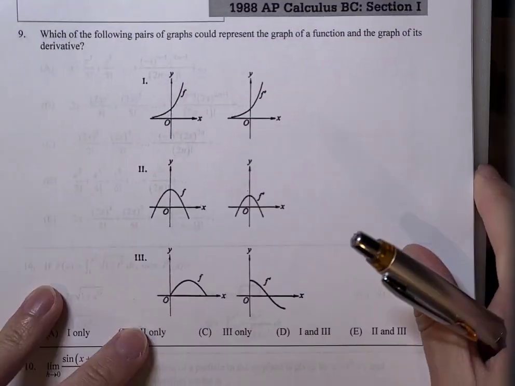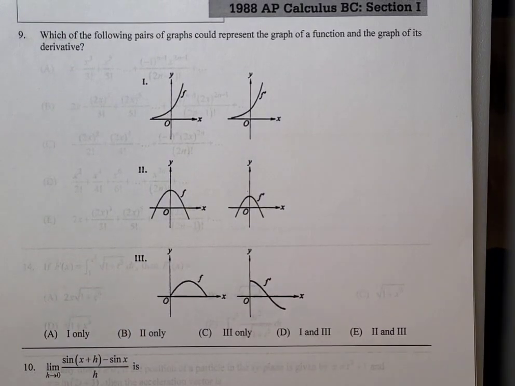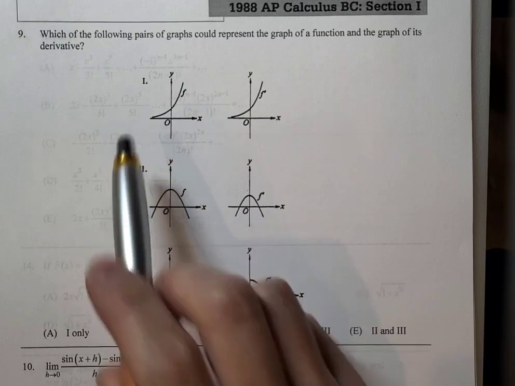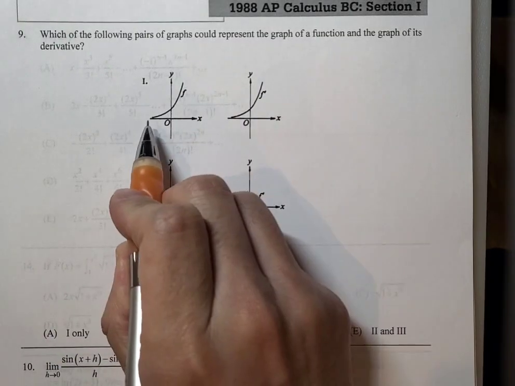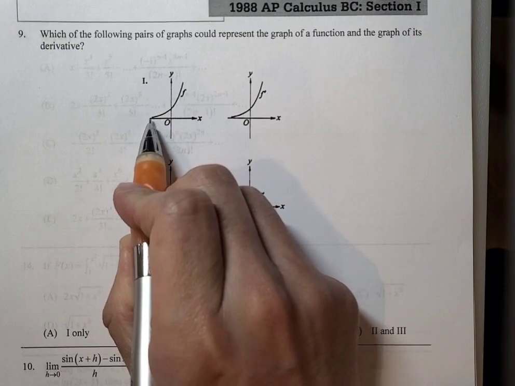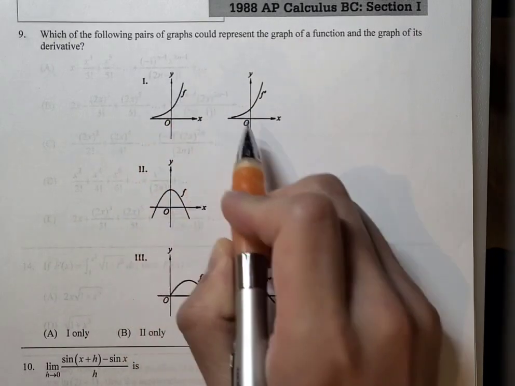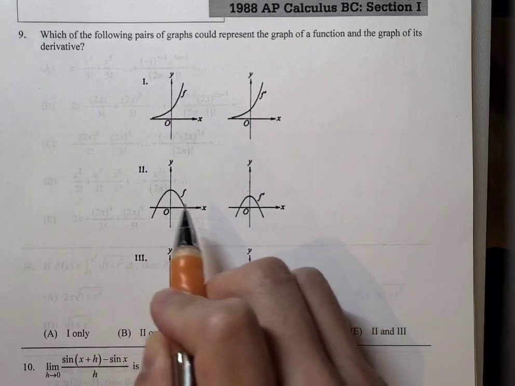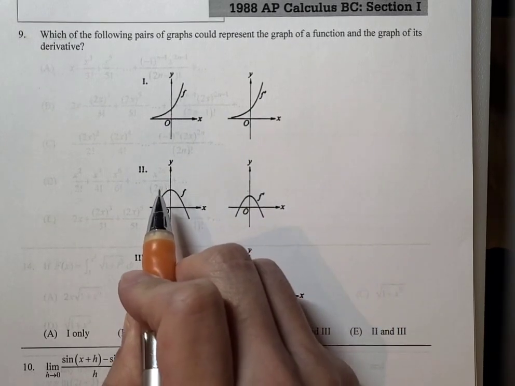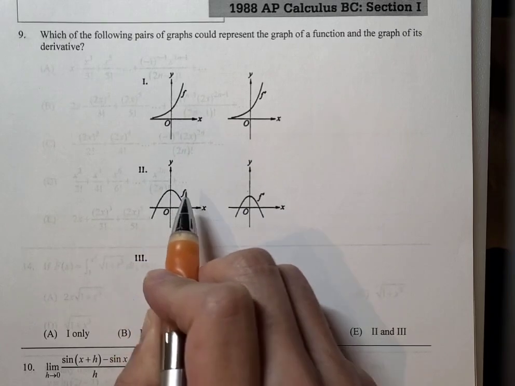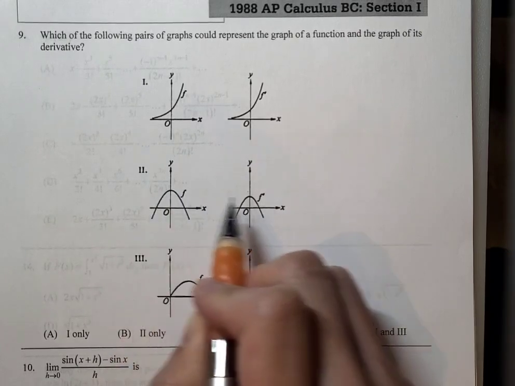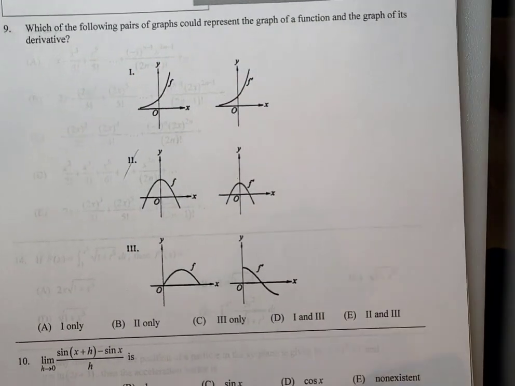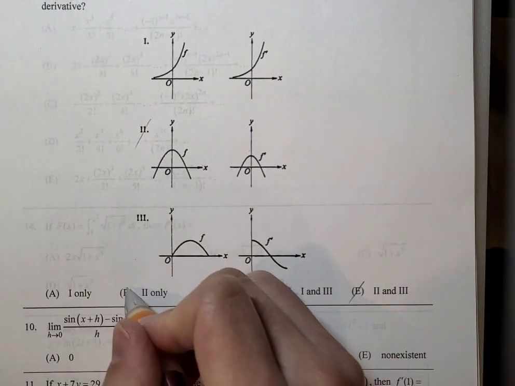Which of the following pairs of graphs could represent the graph of a function and the graph of its derivative? This looks kind of like E. If so, the derivative is the slope of the tangent line. It's increasing, and it's very steep, so that looks like that. This one clearly cannot be f prime because at this relative max, the derivative is 0, so it should have been 0 there. So we can eliminate all the choices that say 2.